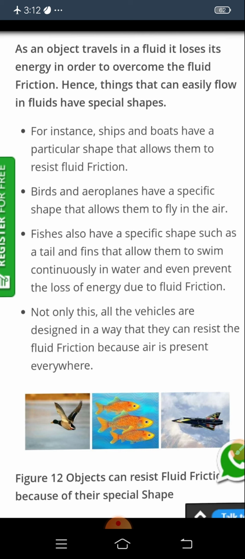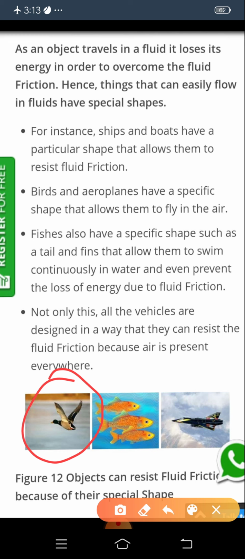Another, for instance, ships and boats have particular shapes that allow them to overcome fluid friction. See, for instance, ships, boats have a particular shape. As you know about the ships and boats, they have a particular shape to reduce fluid friction. And birds, aeroplanes have a specific shape that allows them to fly in the air. Air alli kuda friction apply ಆಗುತ್ತೆ ಅಂತ ಹೇಳಿದ್ವಿ.